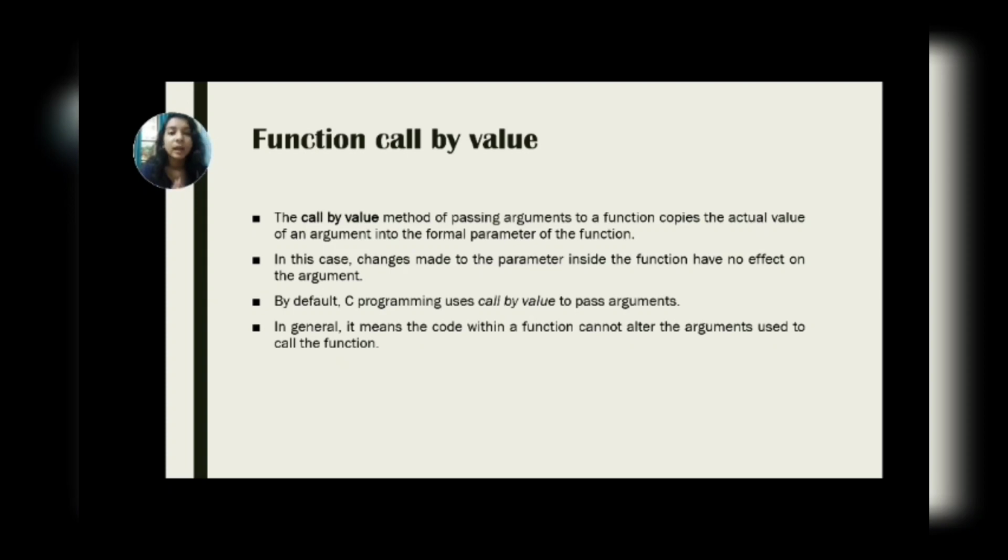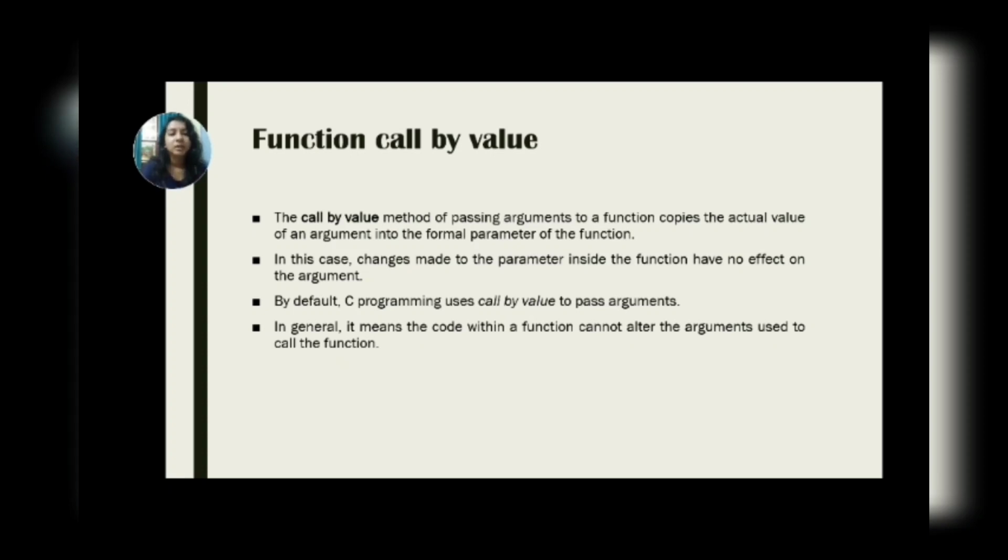The call by value, as mentioned before, is the method of passing arguments to a function by copying the actual value into the formal parameter of the function. In this case, changes made to the parameter inside the function have no effect on the argument. As mentioned before, the original variables remain unchanged. The changes go unnoticed. Just the values are copied, they are acted upon inside the function, and they come out the same. No changes are reflected. By default, C programming uses call by value to pass arguments.